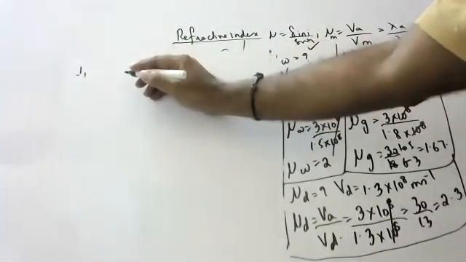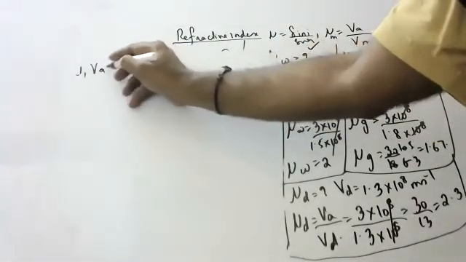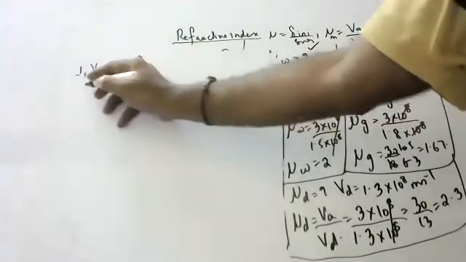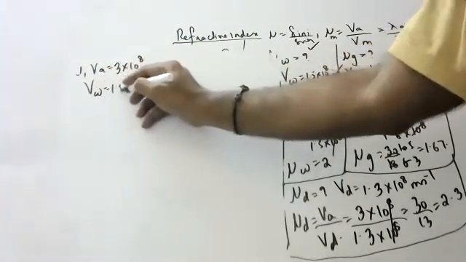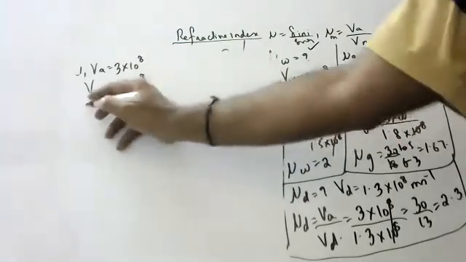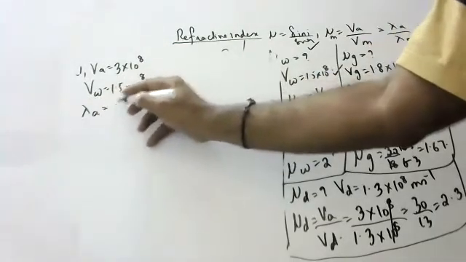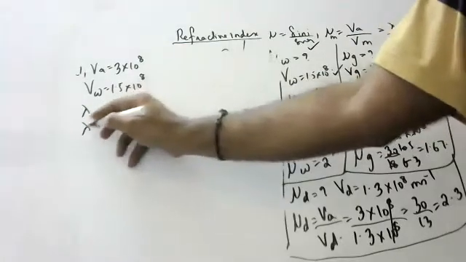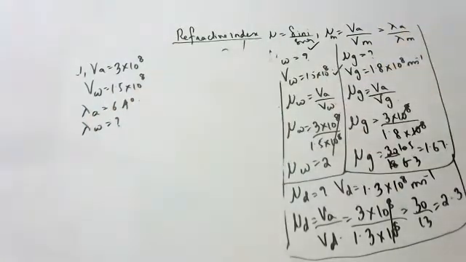Children, the question is like this. Velocity of light in air is 3 into 10 to the power of 8. Velocity of light in water is 1.5 into 10 to the power of 8. The wavelength of light in air is approximately 6 angstrom units. What is the wavelength of light in water? That's the question.